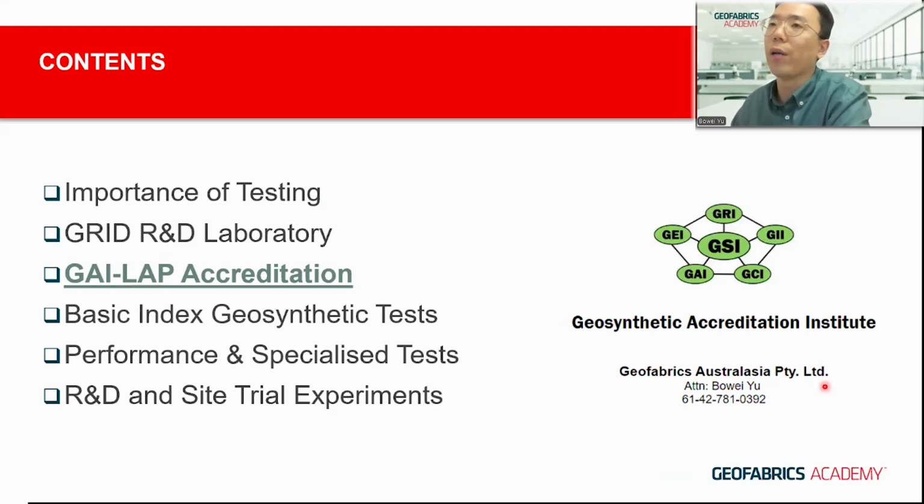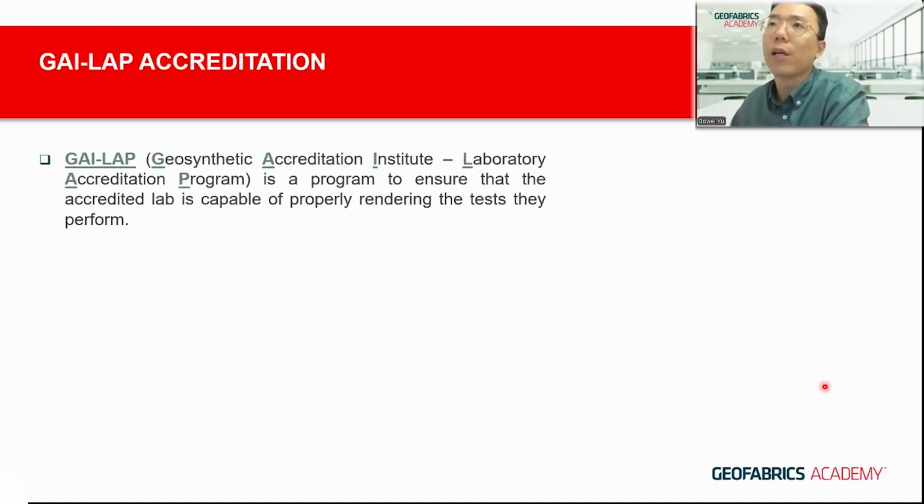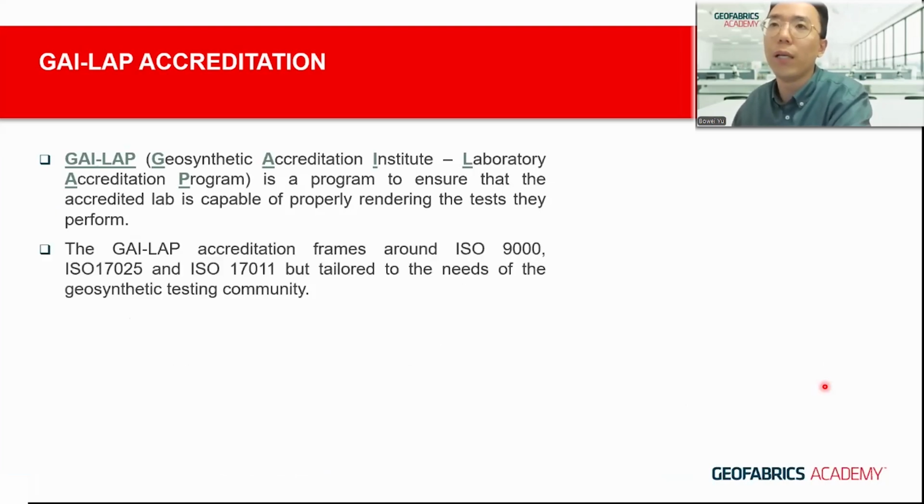And also, the GRI laboratory is actually GAI-LAP accredited. So what is GAI-LAP accreditation? GAI-LAP stands for the Geosynthetic Accreditation Institute Laboratory Accreditation Program. So it is a program to ensure that the accredited lab is capable of properly rendering the tests they perform.